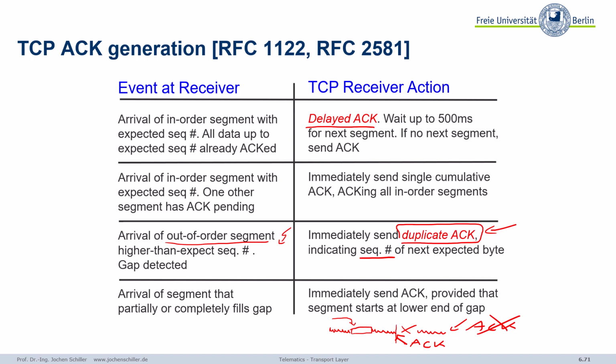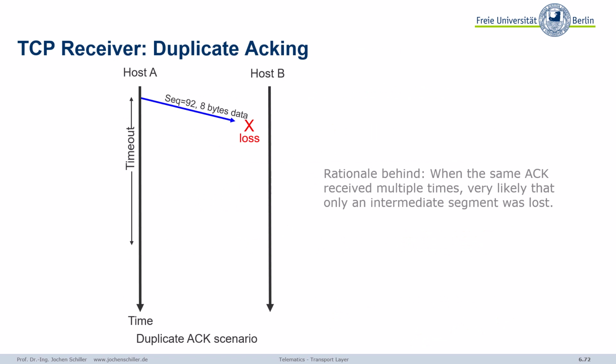So ACKs always tell the sender everything is fine up to this sequence number. And the sequence number indicated in the acknowledgement is the next that I should send. So what is the idea behind duplicate acknowledgements? Assume a scenario where a host A sends data, with a certain sequence number, 8 bytes, and you lose it. Then within the timeout time for this segment, you start sending yet another 8 or whatever bytes of data.